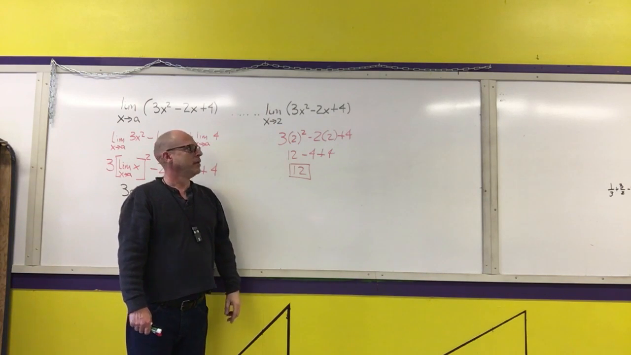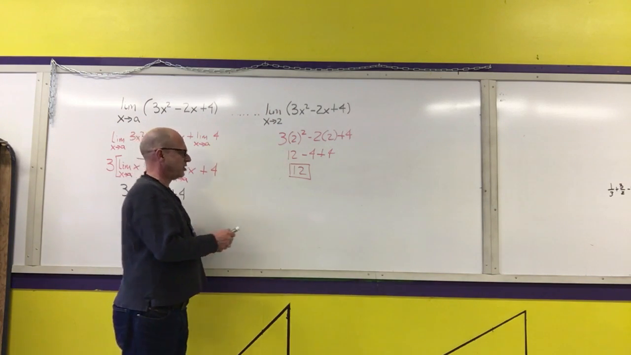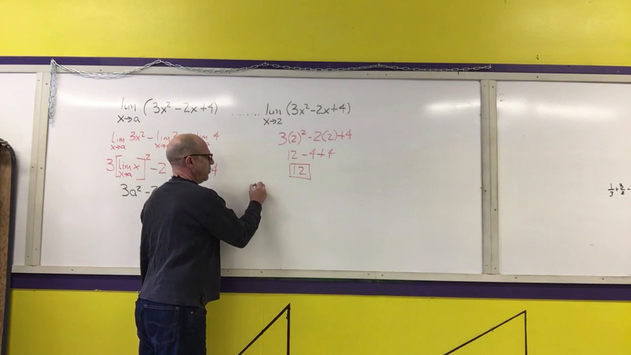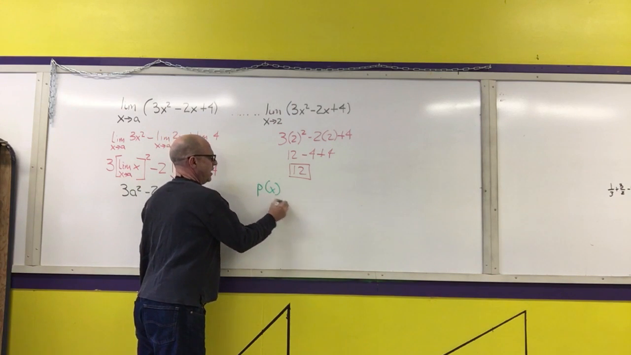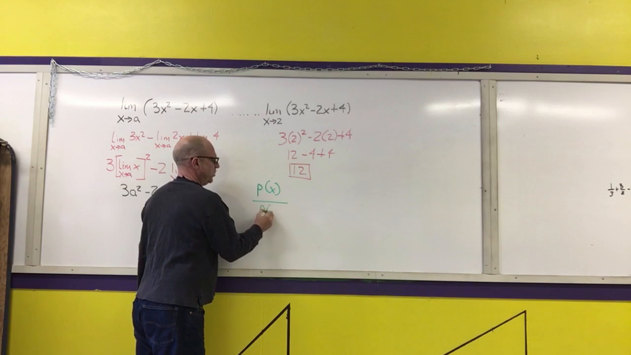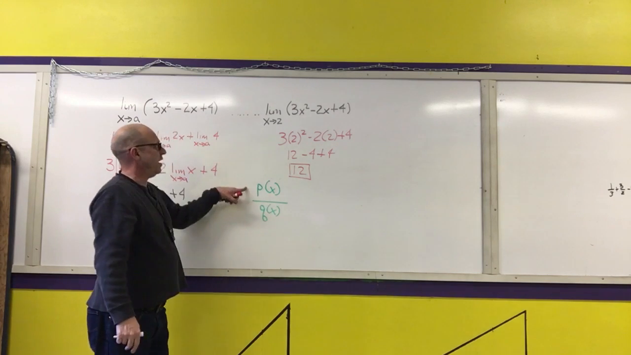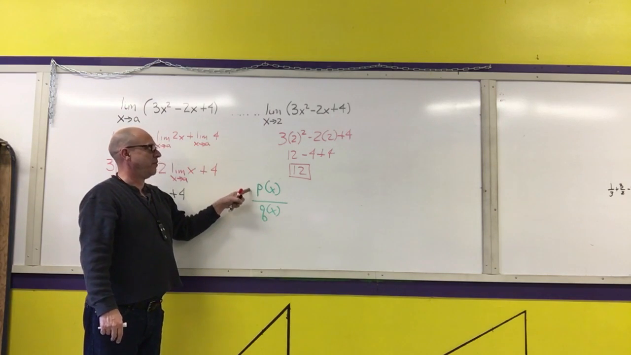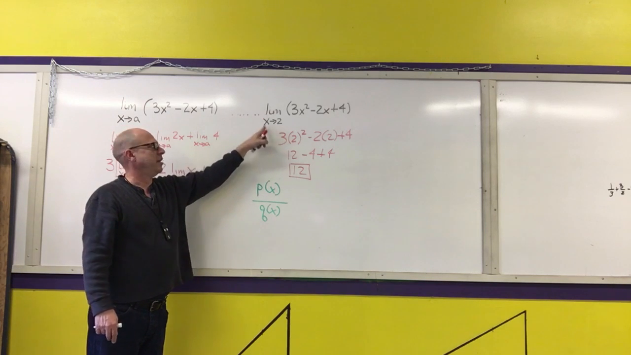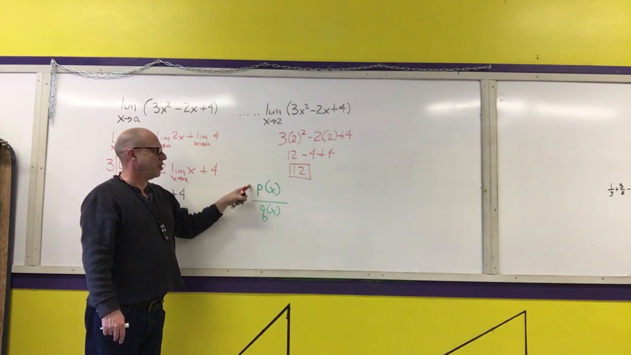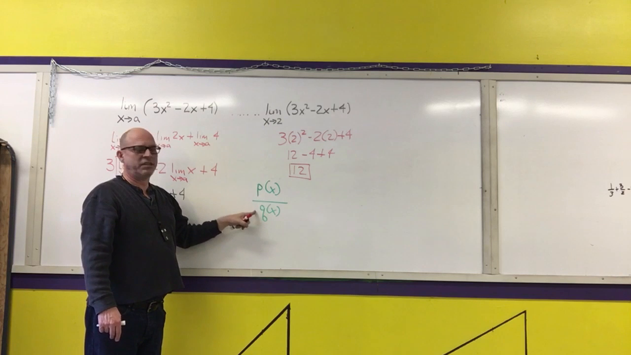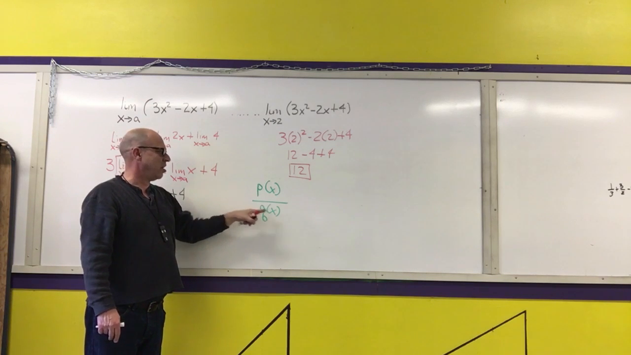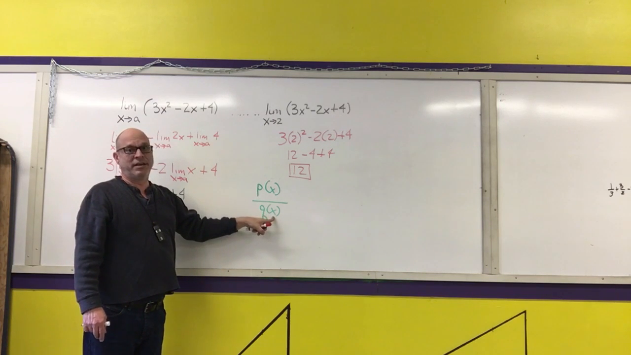By extension, a rational function, which is a polynomial function divided by another polynomial function, because we now can find the limit of a polynomial function just by substituting the value that I'm approaching into it, you can do substitution in for rational functions as long as you don't get 0 in the denominator.